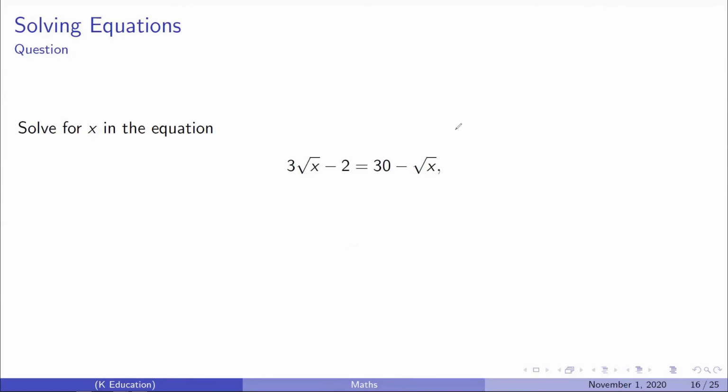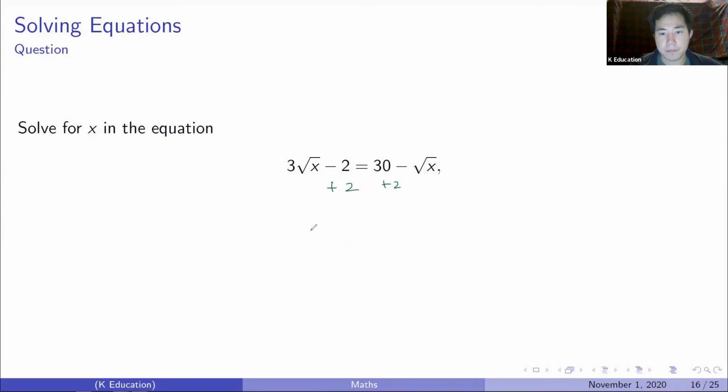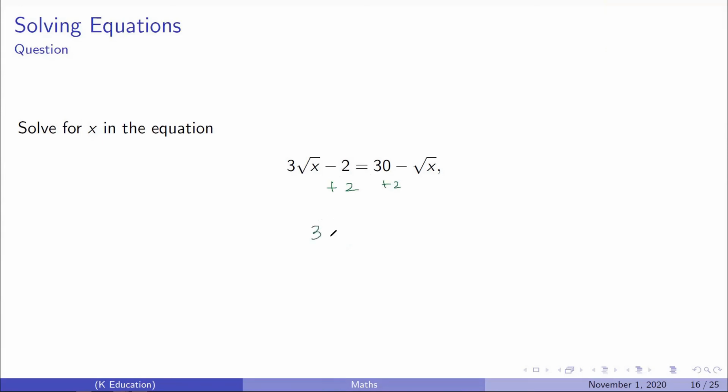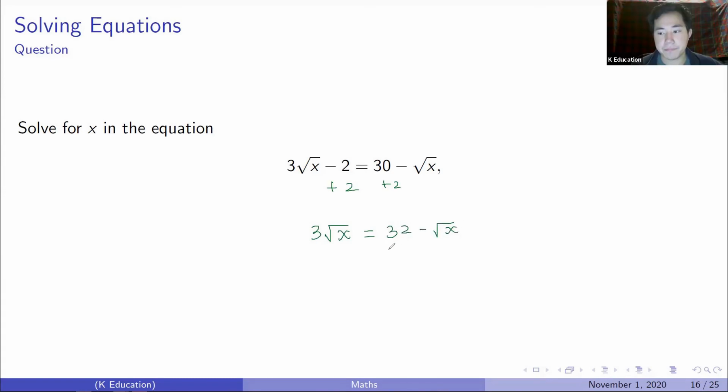For the left-hand side, would you just add 2 to both sides? So then it will be 3 square root of x equals 32 minus square root of x. Sorry, I'm not really sure what to do next.